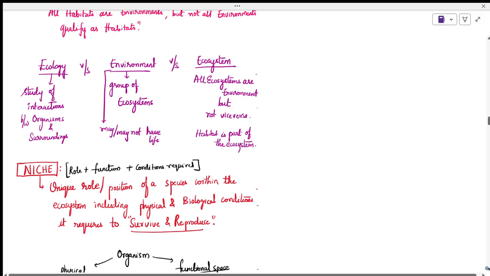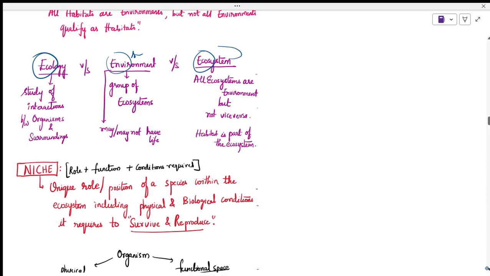So ecology, we said, is the study of interactions between organisms and their surroundings. Environment is nothing but your surroundings. It may or may not have life. Ecosystem is a structural and functional unit of the environment. All ecosystems are environments, but all environments are not ecosystems. Habitat is the part of an ecosystem. Okay.